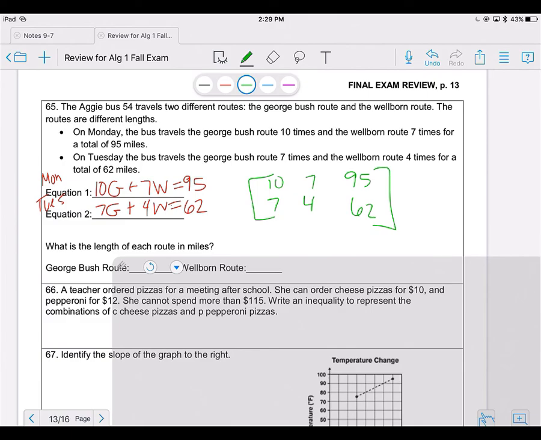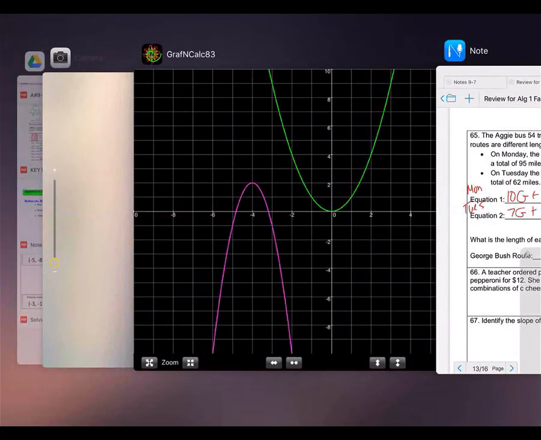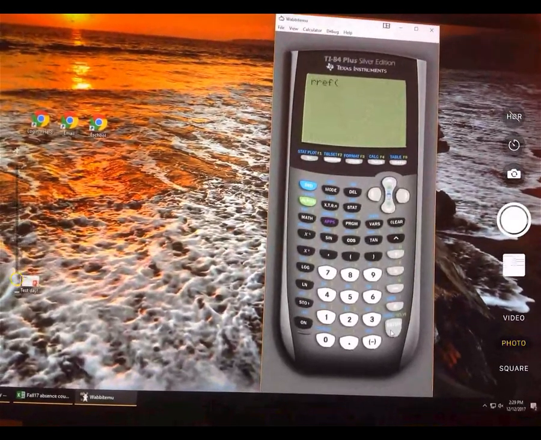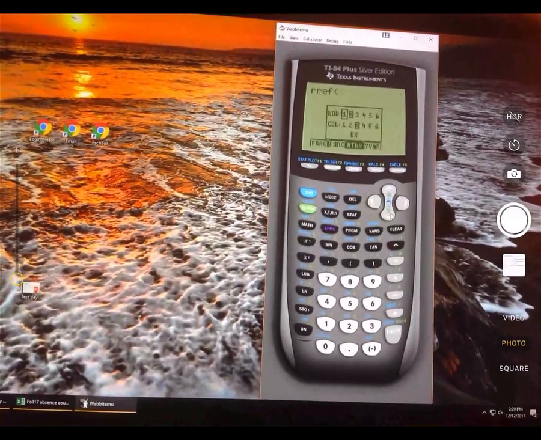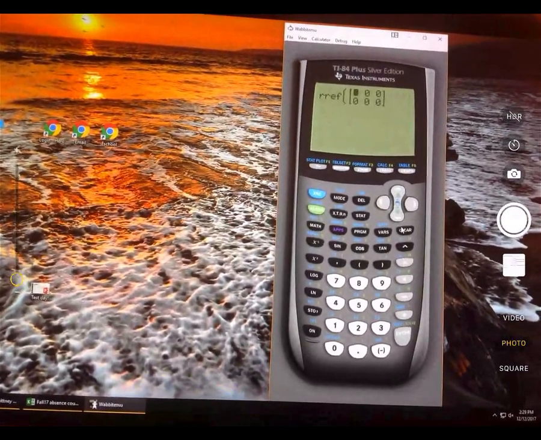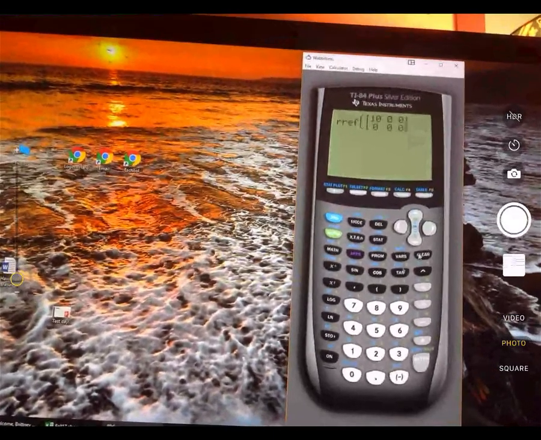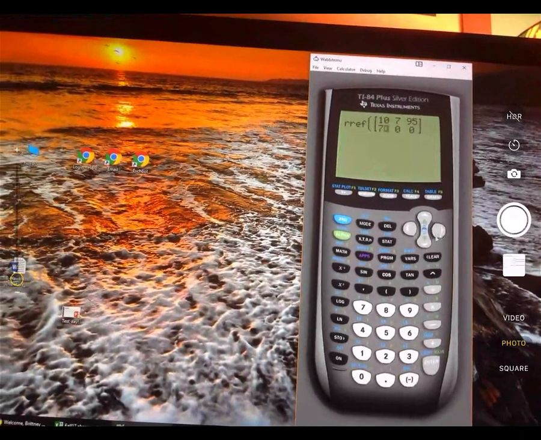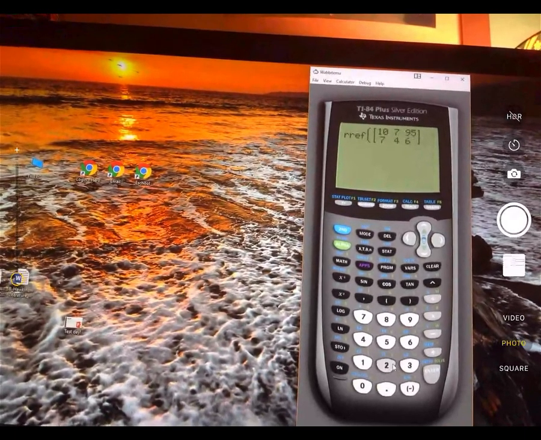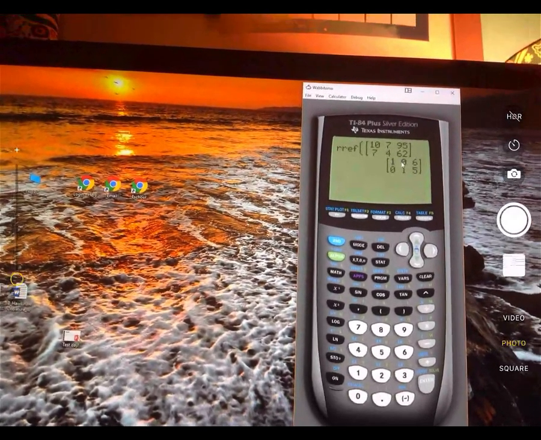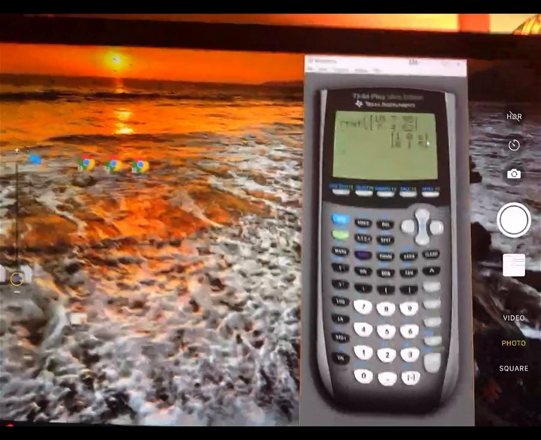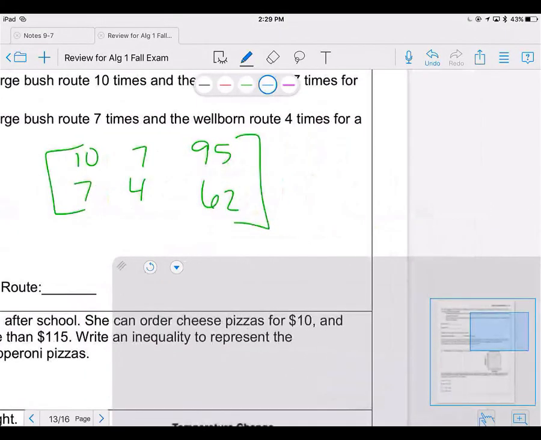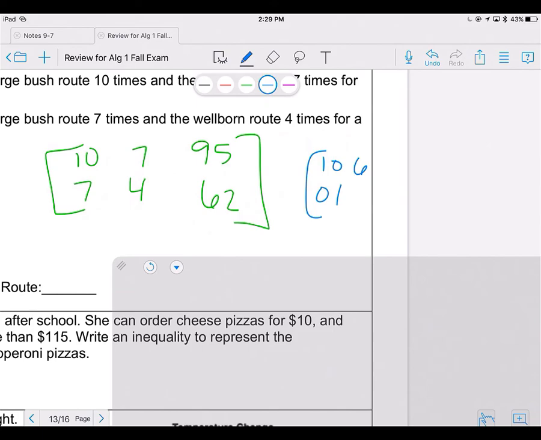So in our calculators, we type second, matrix, math, scroll up to B and click enter. Alpha zoom 2 by 3 enter. And then I need 10, arrow, 7, arrow, 95, arrow, 7, arrow, 4, arrow, 62, enter. I have the 1, 0, 0, 1, so I know this worked out nicely, and 6 and 5 as my solutions. So when I go back to my paper, I write 1, 0, 0, 1, 6, and 5.